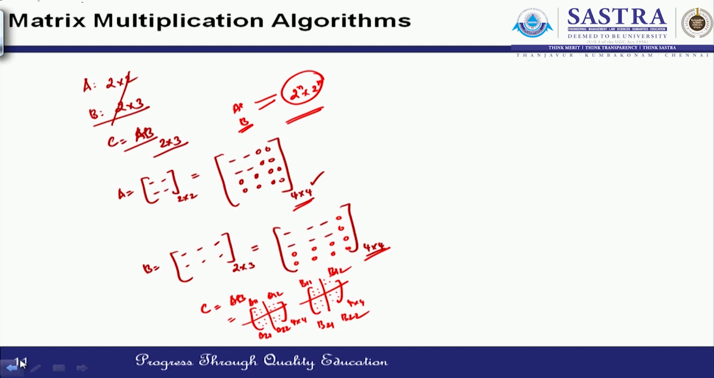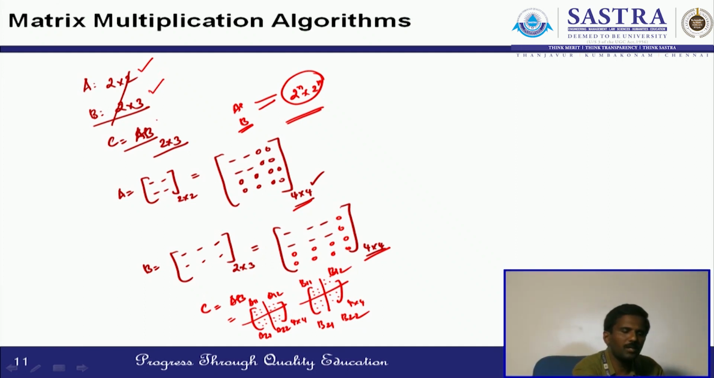So matrix A is of order 2 by 2 and matrix B is of order 2 by 3. Then matrix multiplication C is equal to A star B is possible. The matrix C takes an order 2 by 3. In this case, to find the product of A and B, since A and B are not in the order 2 power n into 2 power n, we need to convert the order into the nearest power of the same order 2 power n into 2 power n.